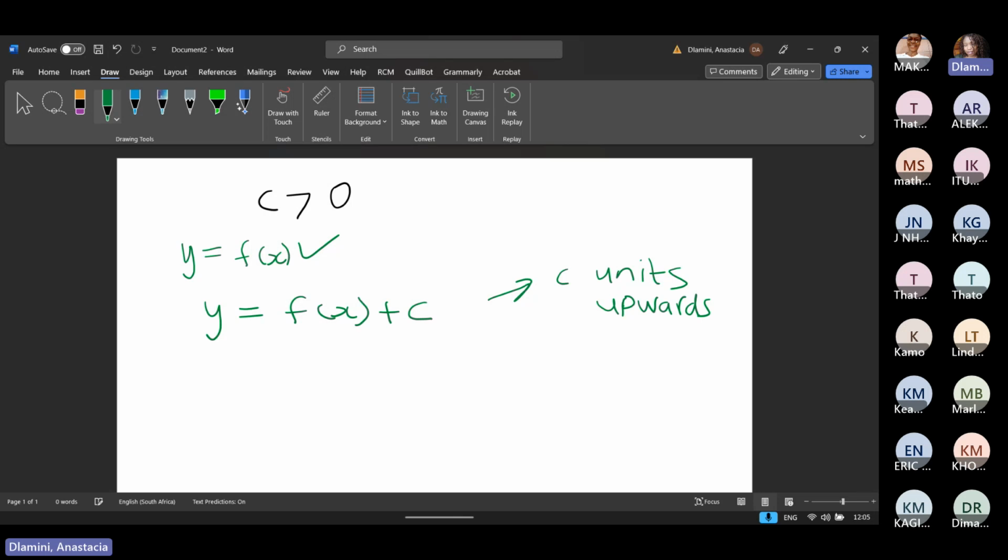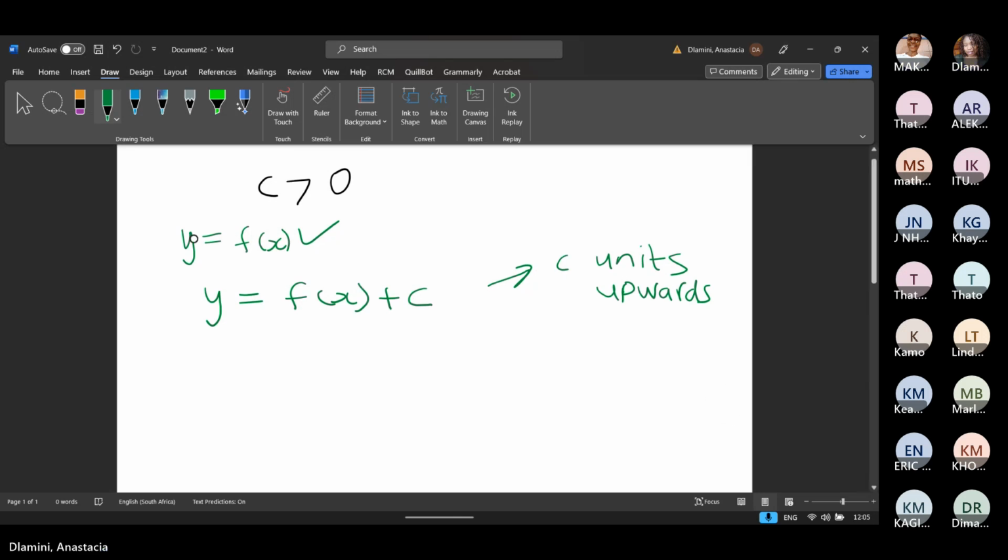Does that make sense, guys? Yes, it makes sense. Now, I want you to focus on this, right? The vertical shifting and the horizontal shifting are two different things, and that might confuse you. You see here, you plus. When it comes to the vertical shifting, you plus.